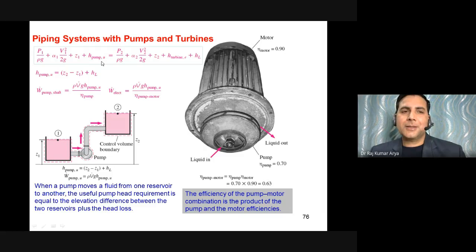This is the power provided by the pump in terms of height of the fluid.